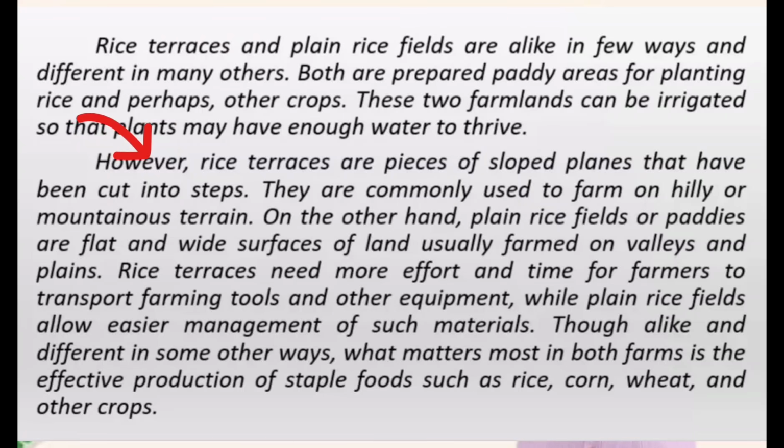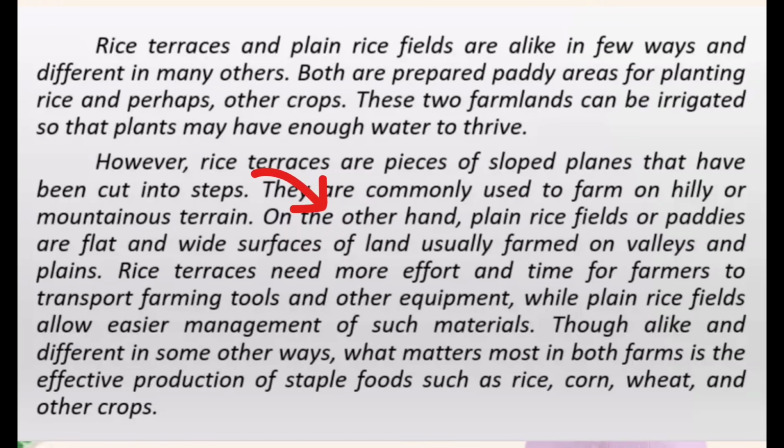However, rice terraces are pieces of slope plains that have been cut into steps. They are commonly used to farm on hilly or mountainous terrain. The next sentence shows how plain rice field is different from rice terraces. It begins with a transitional word. On the other hand, plain rice fields or paddies are flat and wide surfaces of land usually farmed on valleys and plains.